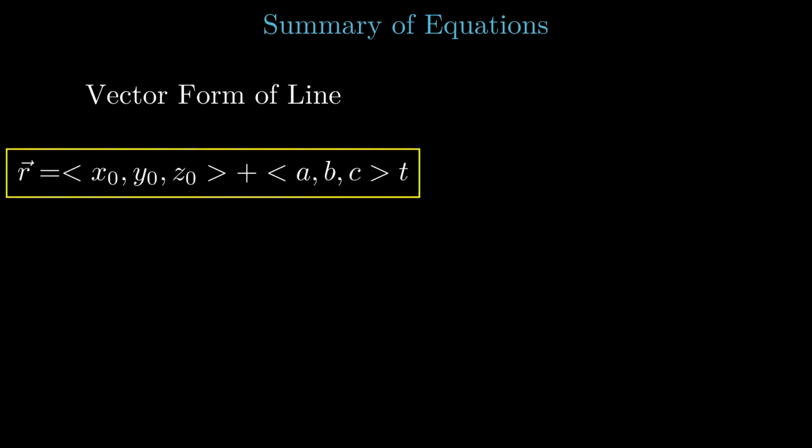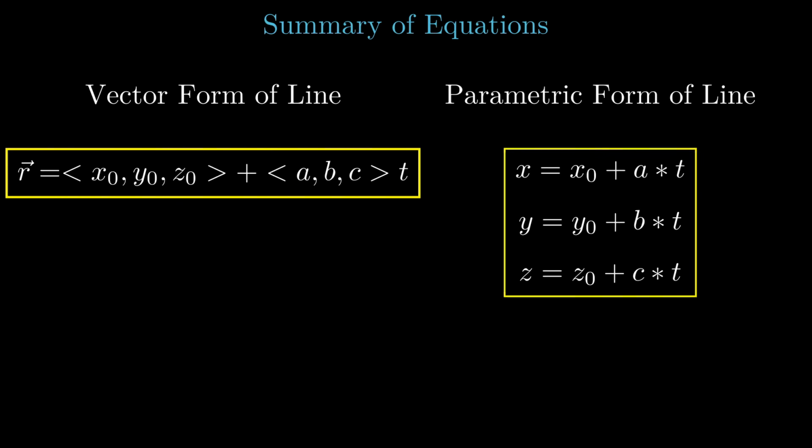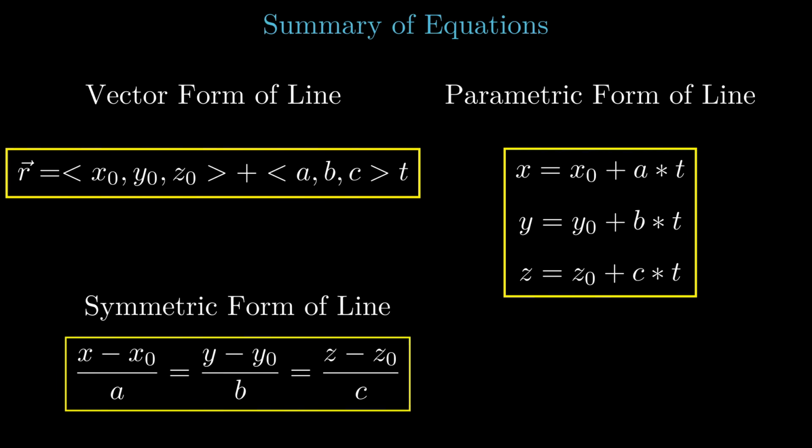Finishing up today's lesson, we learned about 3 different equations for a line: the vector form of a line, the parametric form of a line, and finally the symmetric form of a line. These 3 equations are used in different situations depending on what you want to do, which we outlined in the video.